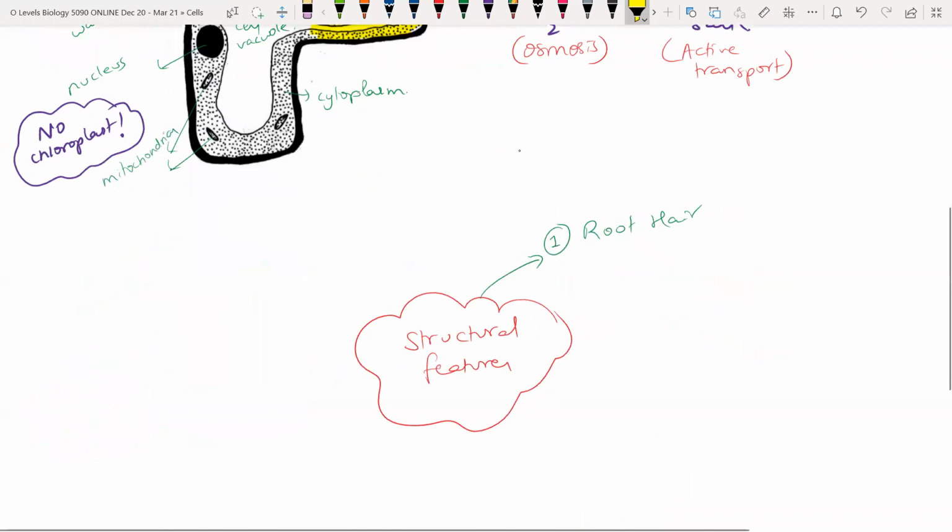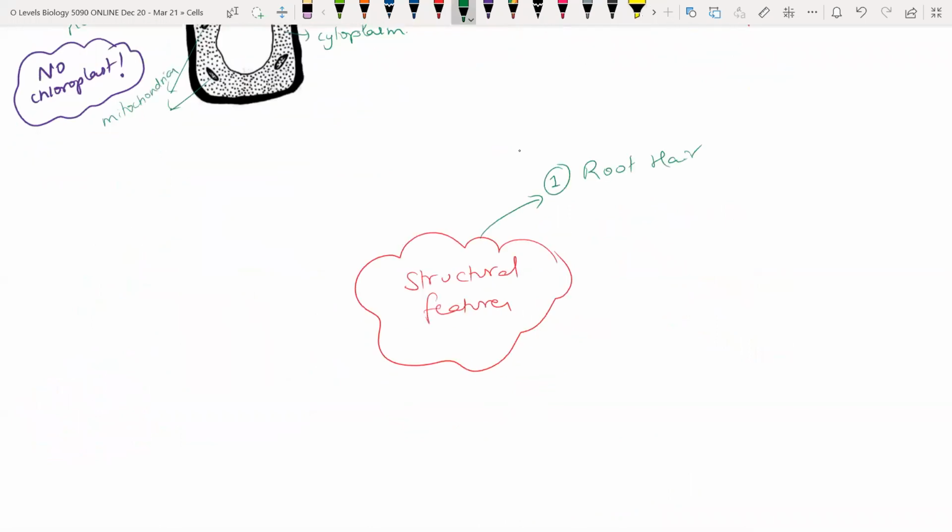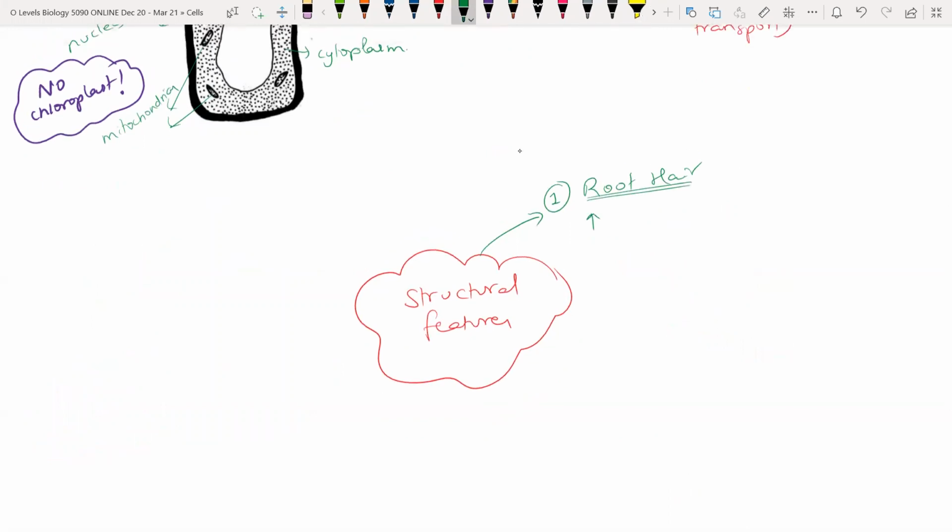Okay, so again, how does the presence of root hair cells benefit or facilitate the function? Well, the answer is it increases the surface area to volume ratio for quick absorption. Okay, absorption of what? Of course, we've talked about that, absorption of water and mineral ions. Okay, of course, by their respective processes, which is osmosis and active transport.